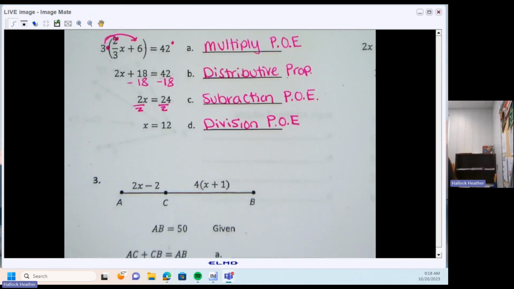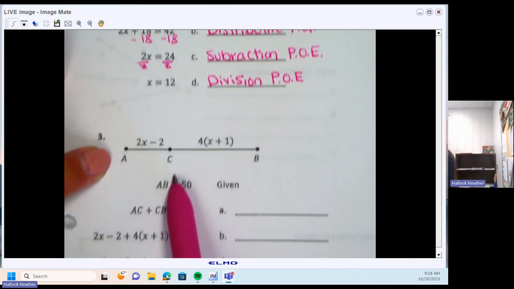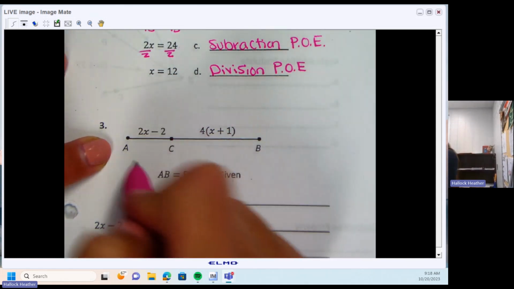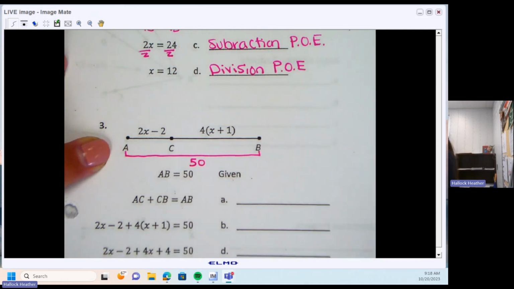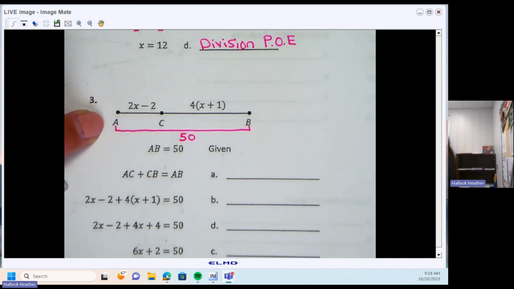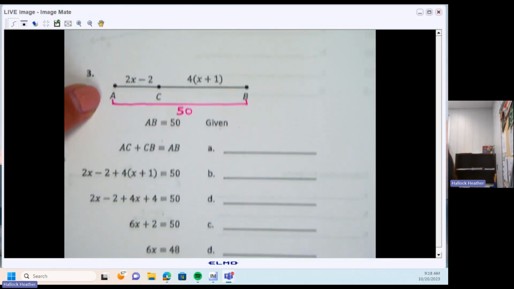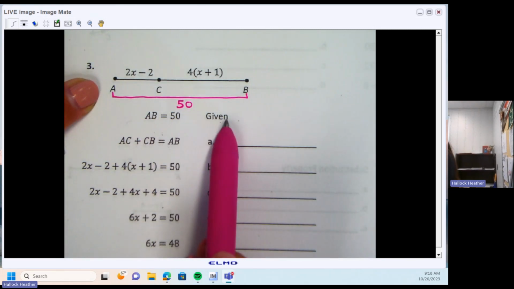So for number 3, it says that I have AC is 2x minus 2. CB is 4 times x plus 1. And what's given is AB is equal to 50. So from A to B, this whole distance is technically a measurement of 50. So what we did in chapter 1 is we actually solved these. We didn't talk about really the steps. We just solved the math. So now we just have to justify the steps. So we know AB is equal to 50 because it's given.